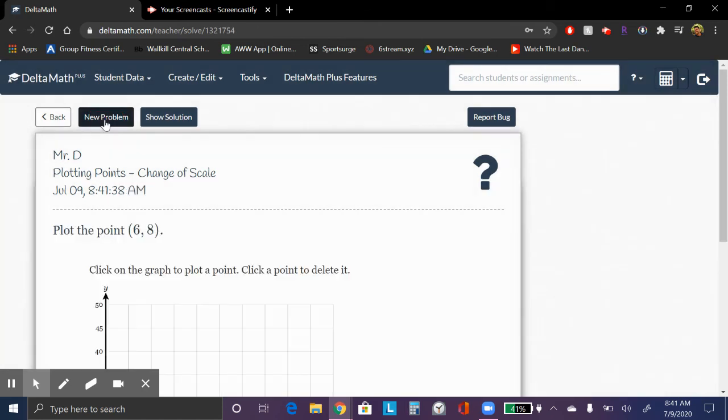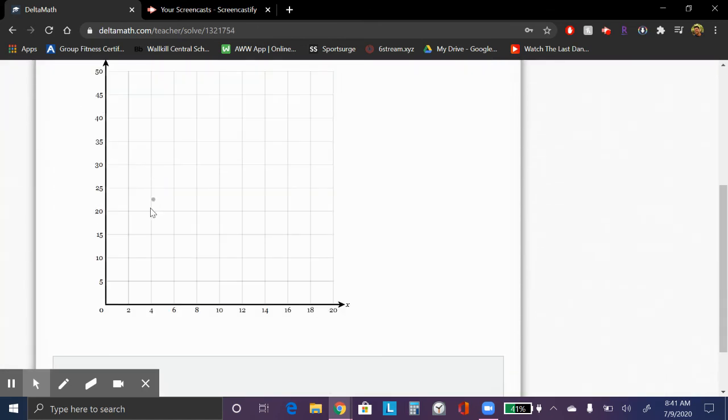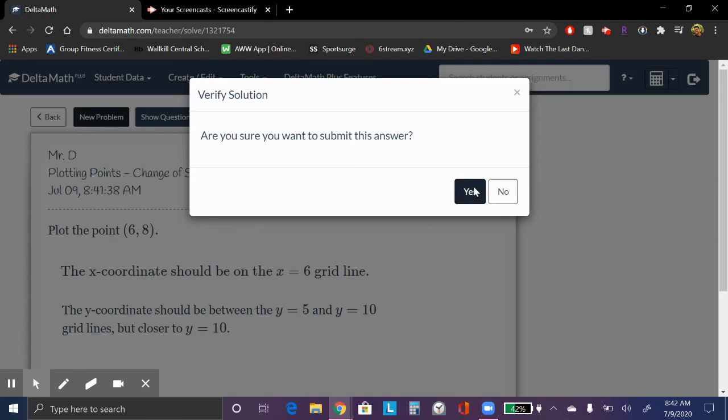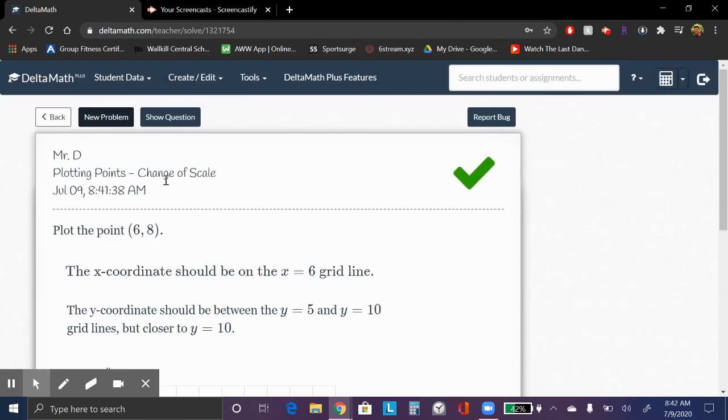I want to do another one that doesn't lie on the grid lines. (6, 8). Right here. Go right 6, but you can't go up 8. 8 is probably a little bit higher than halfway between 5 and 10, right? 5, 6, 7, 8. So it's somewhere around there. It's okay. It doesn't lie on the actual grid line. And there's that.